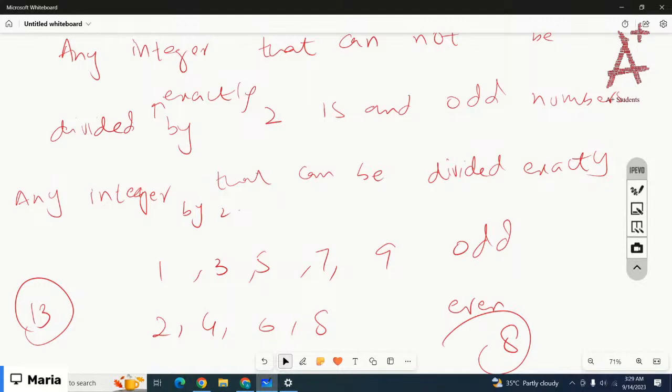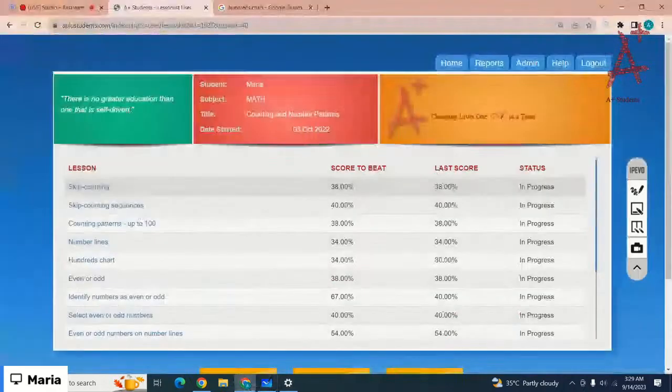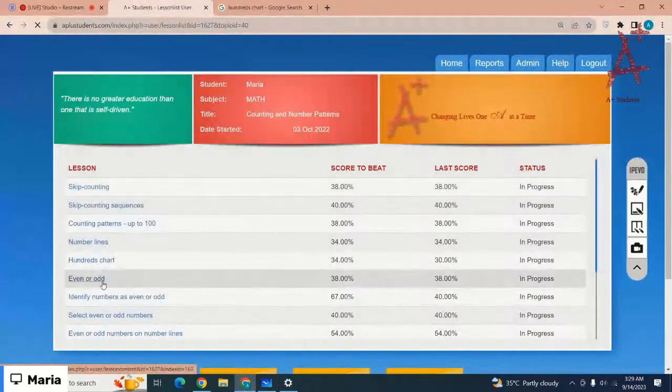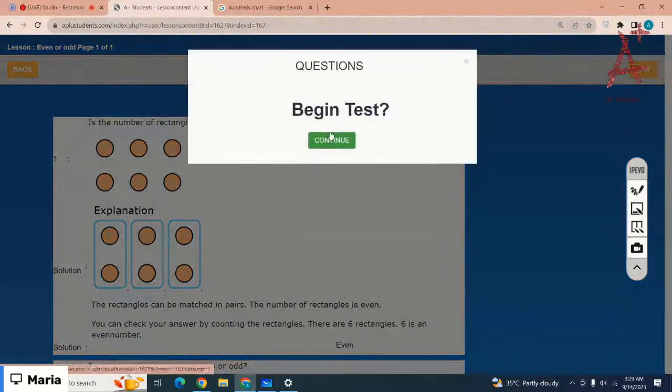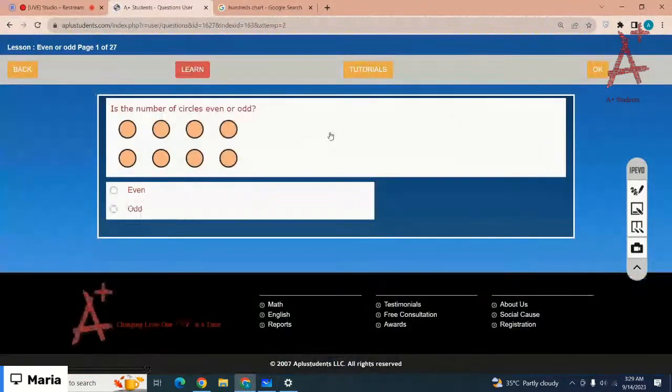Okay, let's just go to the lesson and find the practice questions, right? So here is the lesson even or odd. Let's just start with the lesson, right? Let's just do test questions. Okay, is the number of circles even or odd? First, you have to count them, then you have to see if they are even or odd.